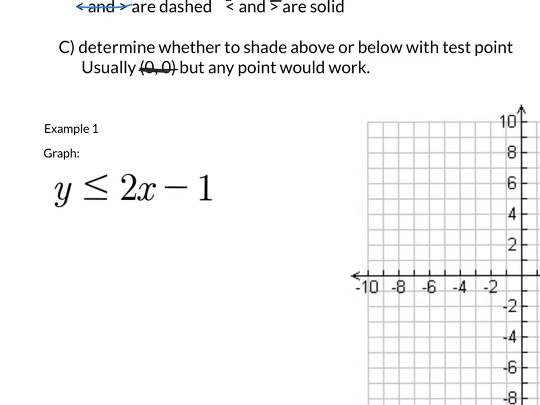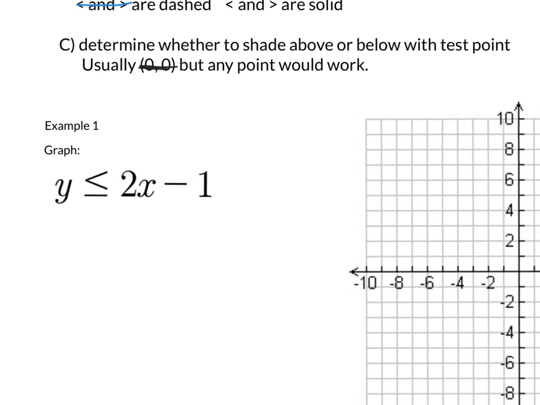We're going to graph y is less than or equal to 2x minus 1. First thing I want to do is write down the slope and the y-intercept. The slope is 2 over 1. It's still the number in front of x, even if it's an inequality symbol. And the y-intercept is negative 1, so b is negative 1. Remember, that means the ordered pair is 0, comma, negative 1.